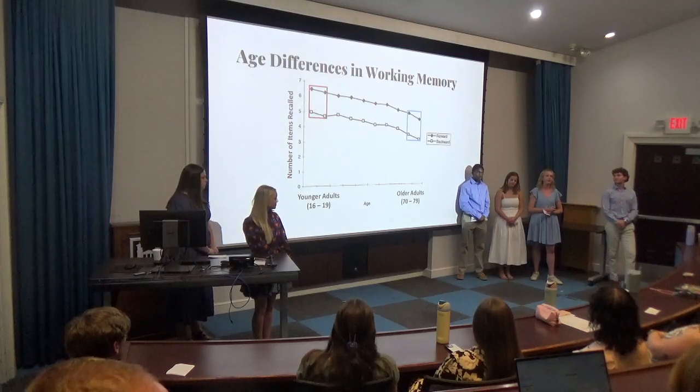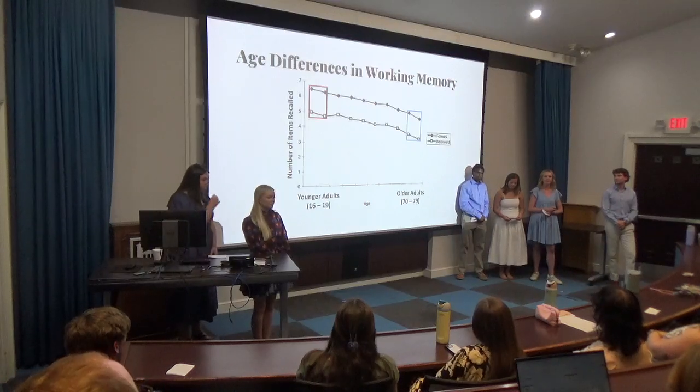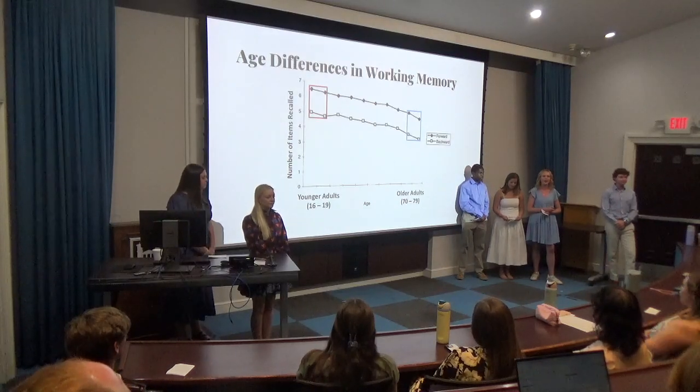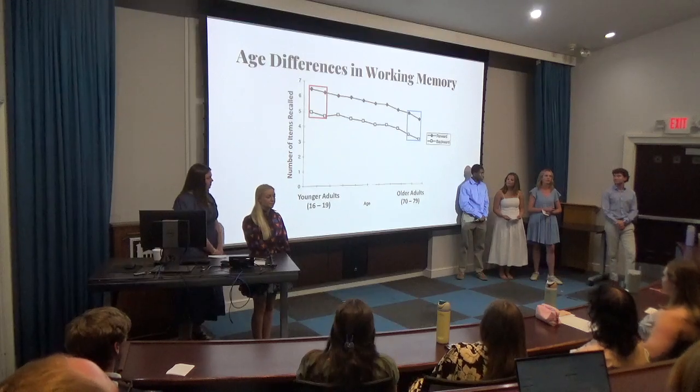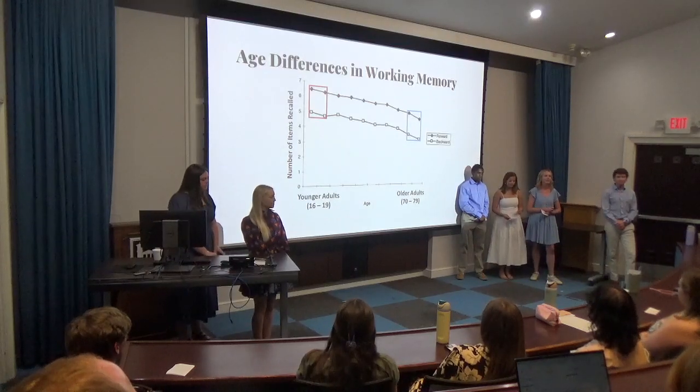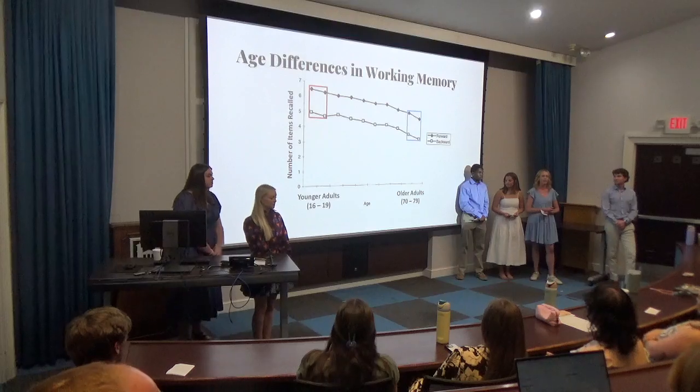Shown in red are younger adults from the ages of 16 to 19 who were able to recall more items as compared to older adults who ranged from the age of 70 to 79. This indicates an age-related working memory deficit.